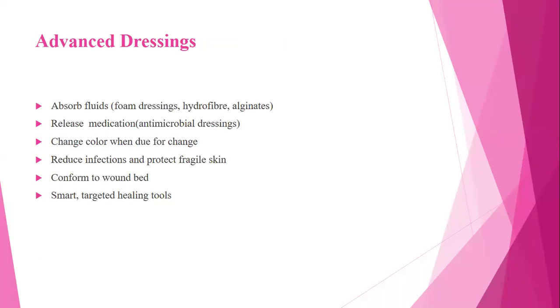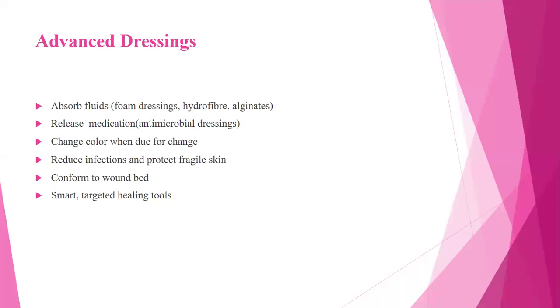Then we come to advanced dressings. What do we expect from advanced dressings? Or what are some of the advanced dressings? Some of them are absorbable dressings, which help us to maintain the light moisture on the wound bed. They will absorb quite an amount of the exudate, and those are the foam dressings, hydrofibers, and alginates.